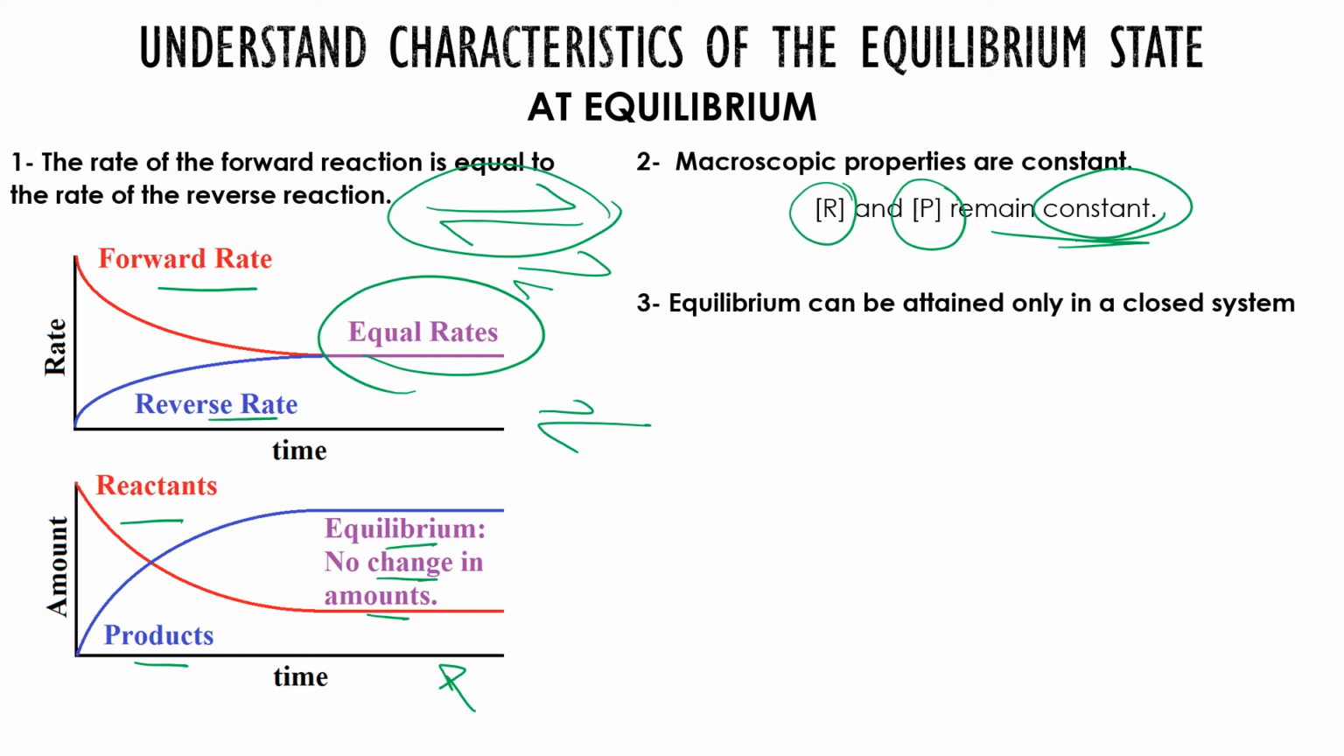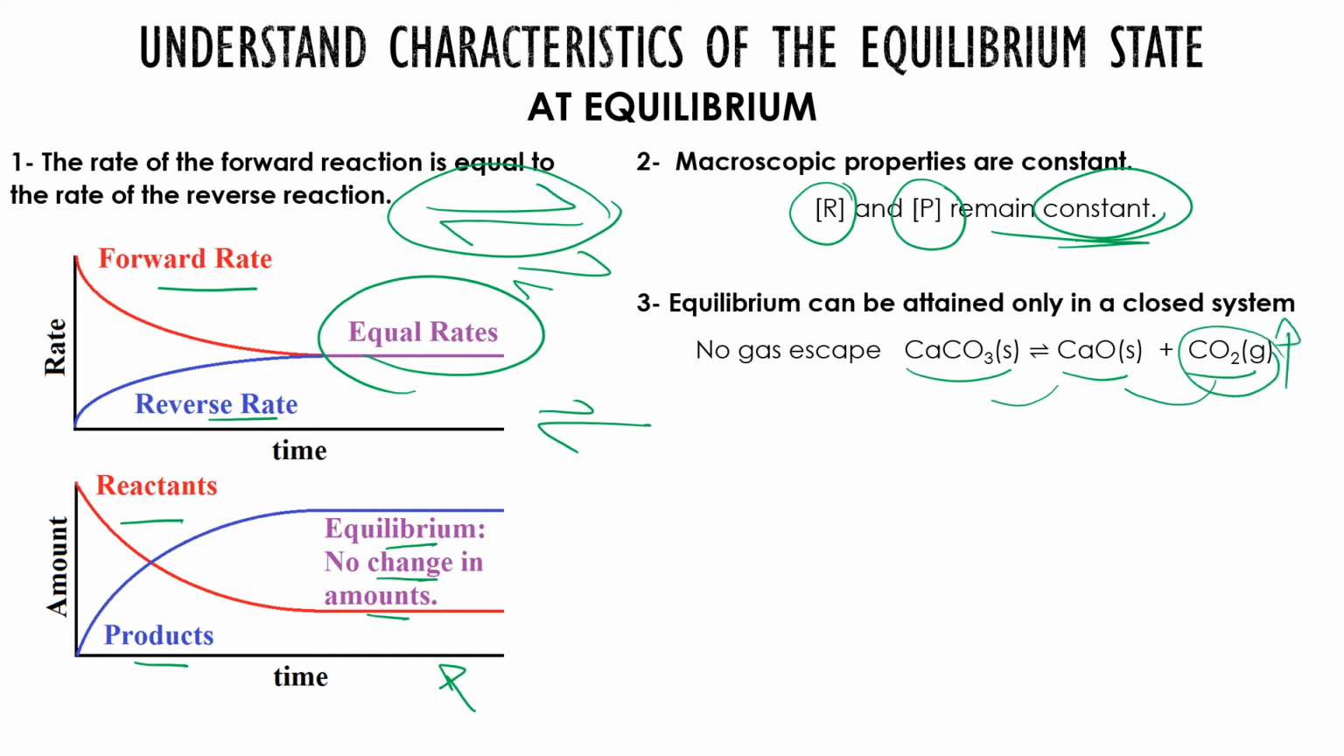What is the condition? They have to be fixed or constant, which means that they are not increasing or decreasing. Property number 3: equilibrium can be attained only in a closed system. Why should we have a closed system? Consider the decomposition of calcium carbonate giving calcium oxide and carbon dioxide. Carbon dioxide can react again with calcium oxide to form calcium carbonate. But what will happen if we don't have a closed system? Carbon dioxide might escape. If carbon dioxide escapes from the system, we will not be able to form calcium carbonate again. For that reason, we should have a closed system to allow the reaction to move in the opposite direction.